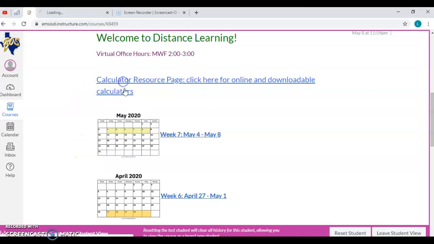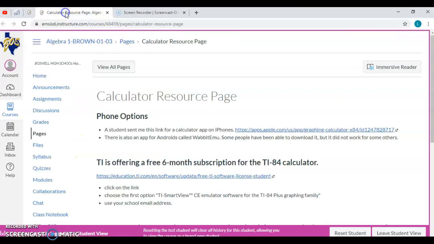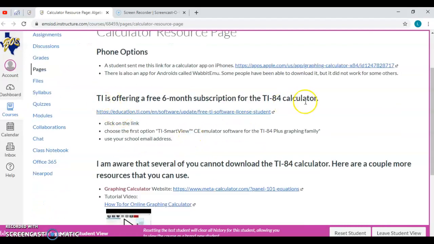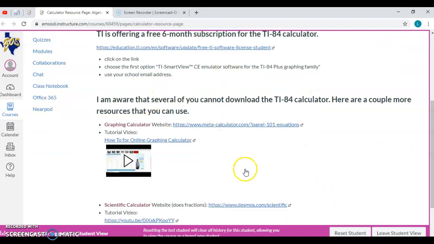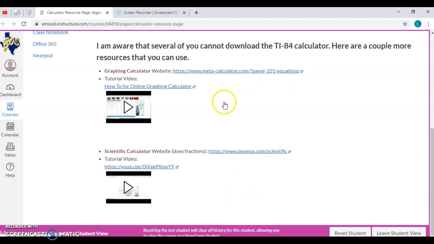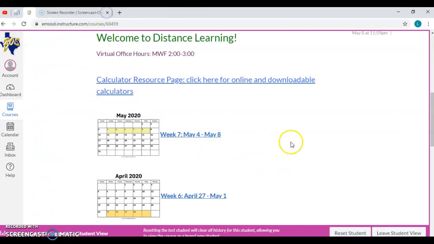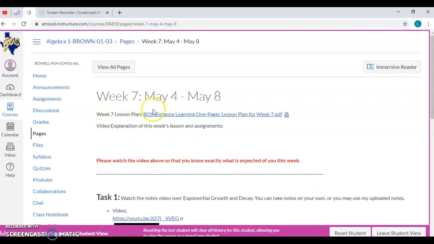Now I also moved my calculator resource page up to the top right there because I realized a lot of people had not seen it still. There are some calculators that you can download to your phones, iPhone or Android. There's also a calculator that you can download to your computer. And I'm also aware that those downloads are not really working for some people, so here are some other options. These are some calculators that you can use online and some tutorial videos that explain to you how to use them.